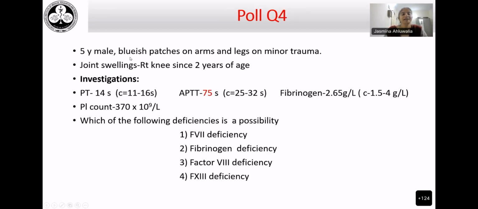Okay, a 5-year-old male was brought to the hospital with a history of bluish patches on the arms and legs on minor trauma. He had joint swellings, especially in the right knee, since 2 years of age. When we ran a clotting screen, the APTT was prolonged, while PT, fibrinogen, and platelet count were normal. So my poll question 4 is, what do you think could be a likely deficiency in this situation?